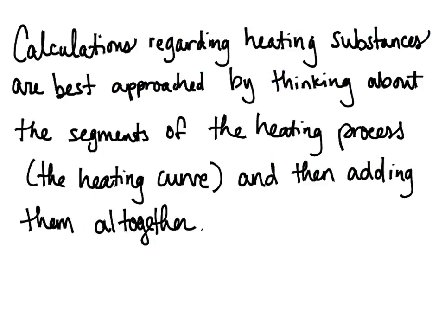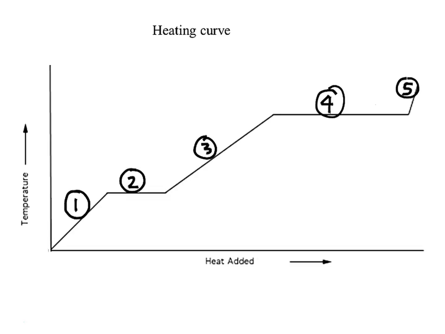That's the next thing I want to talk about. When you're doing calculations involving heating substances and how much heat is involved, it's best to approach those by thinking about the segments of those heating curves and then just add the Q's all together. You have to calculate them separately. And so here you see a full heating curve.